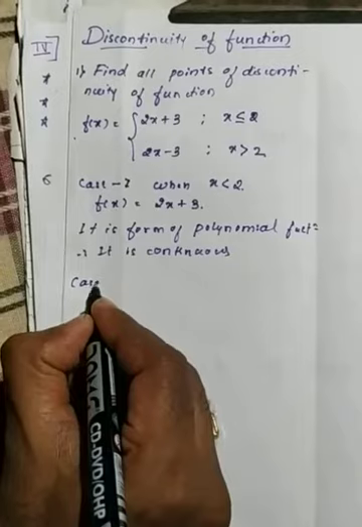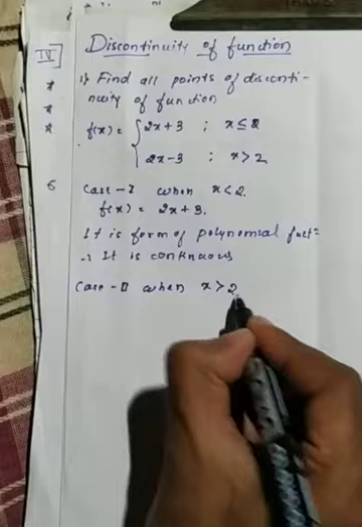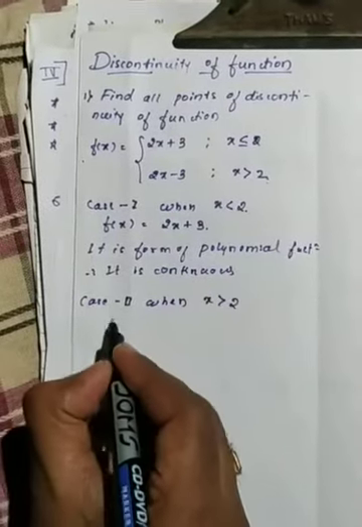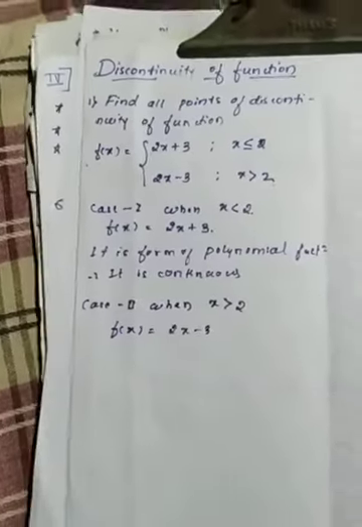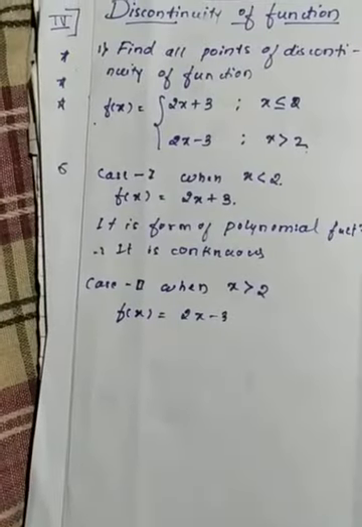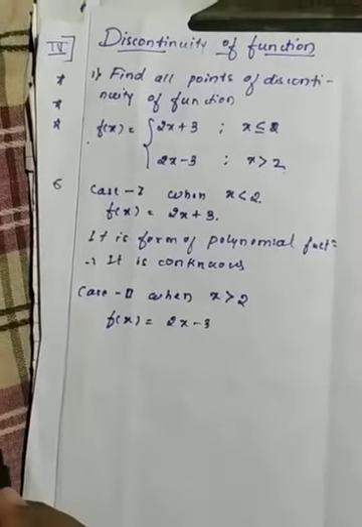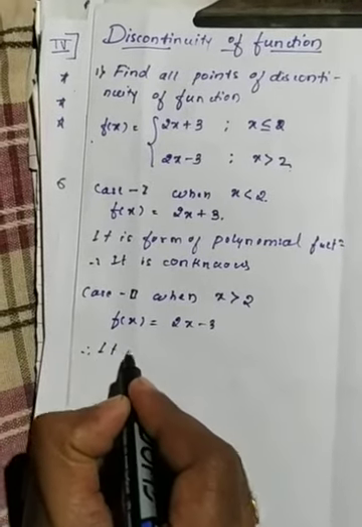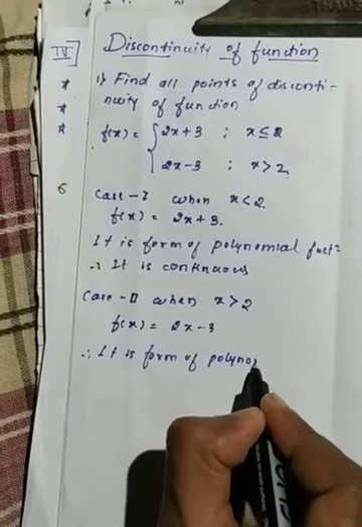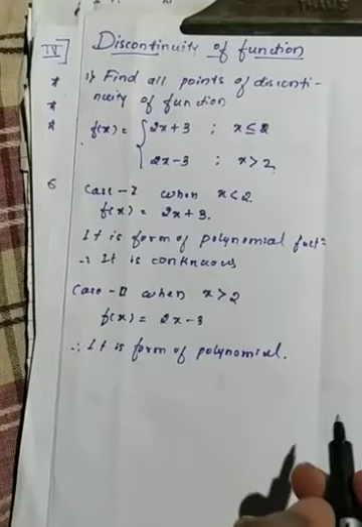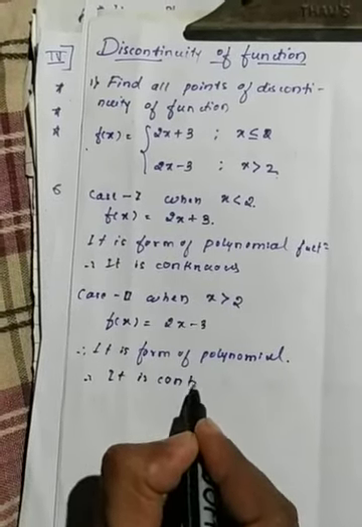In case 2, we take when x is greater than 2, at that time the function is again f of x equal to 2x minus 3. Now this is also in the form of what? The polynomial, that is in the form of a x raised to n. So this is also a polynomial function. Therefore we can say it is continuous.